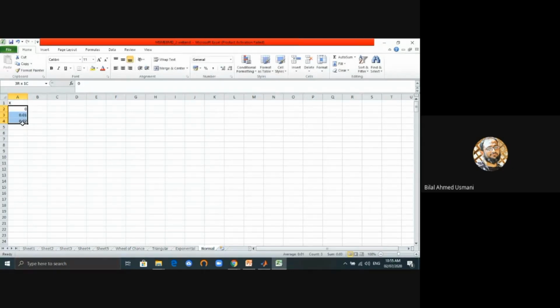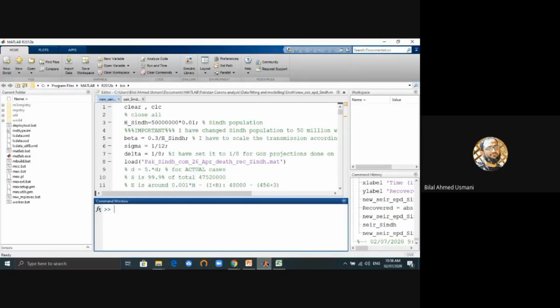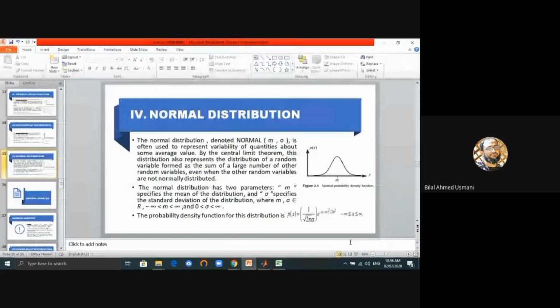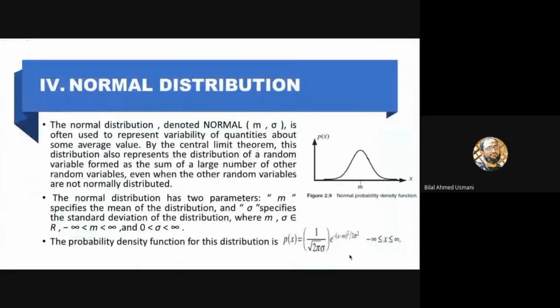So if there are a couple of values, this will only show one side of the normal distribution. The best thing about the normal distribution is that the random variable can take negative values as well. Anyways, for the time being, just talking about the positive values. So the PDF for the distribution is 1 upon root 2 pi sigma e to the power minus (x minus m) square divided by 2 sigma square.